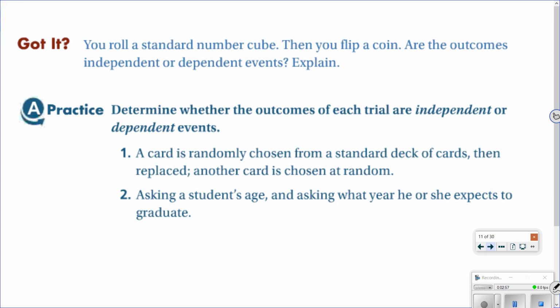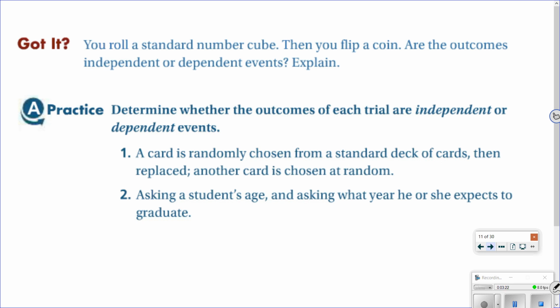I've got 3 examples here. Let's actually do the first one together. We'll do the one at the top. It says, you roll a standard number cube. They're just talking about a die. Then you flip a coin. Are the outcomes independent or dependent? Well, it doesn't matter what I roll on the die. That's not going to affect whether I get heads or tails when I flip the coin. So one doesn't affect the probability of the other one. So we would say independent on that first one.